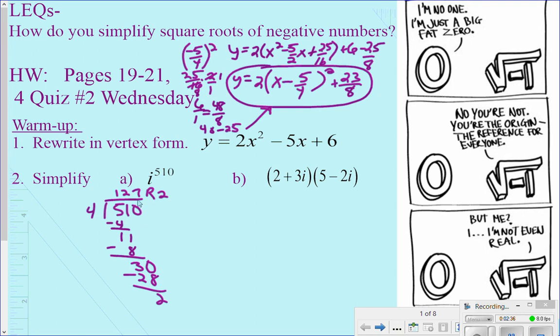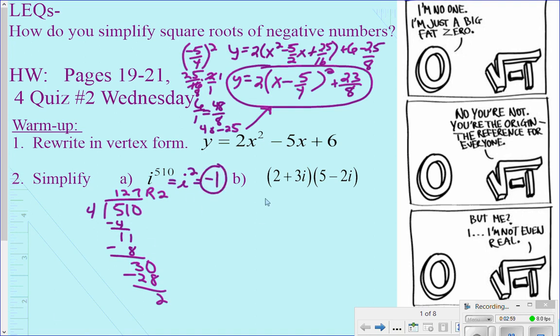That's really what I care about. I don't really care about the 127. All that tells me is that we went through the cycle of 4 different options 127 times. Where we ended up in the next cycle is at i squared because of the 2. So i to the 510 is equal to i squared, which is equal to negative 1.